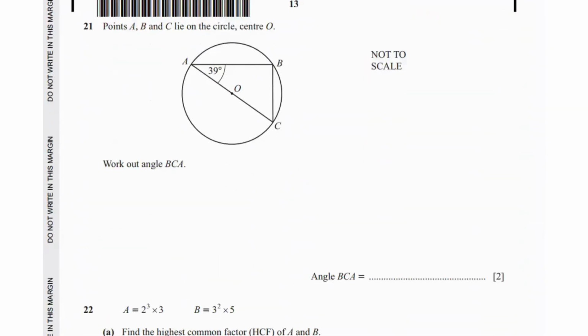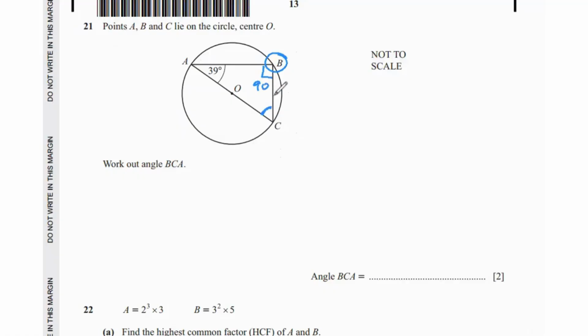Then it says points A, B, and C lie on the circle center O. Work out angle BCA. So for angle BCA, this is the angle that we're trying to find. For this, you need to know your circle theorems because if you notice, the triangle is coming out of the diameter and the third vertex is touching your circumference, which means this is 90 degrees. Angles in a semicircle are 90 degrees. This is one of the circle theorems.